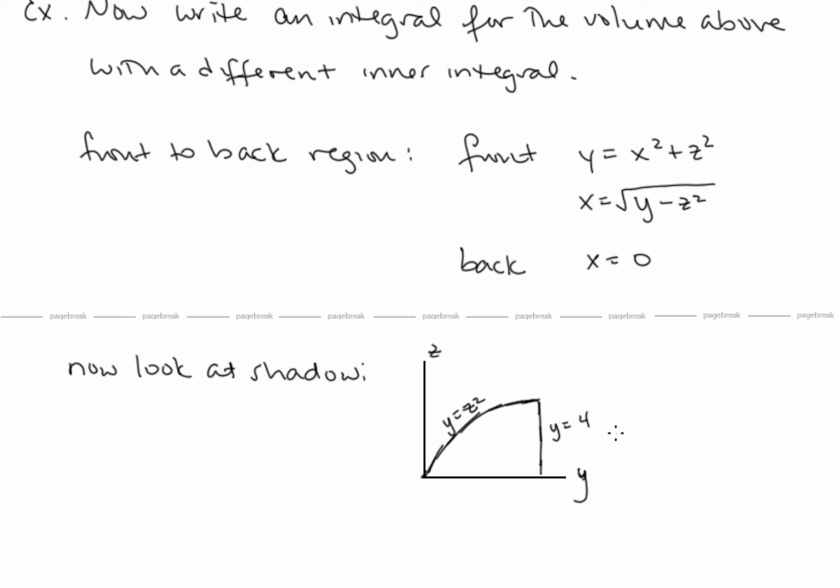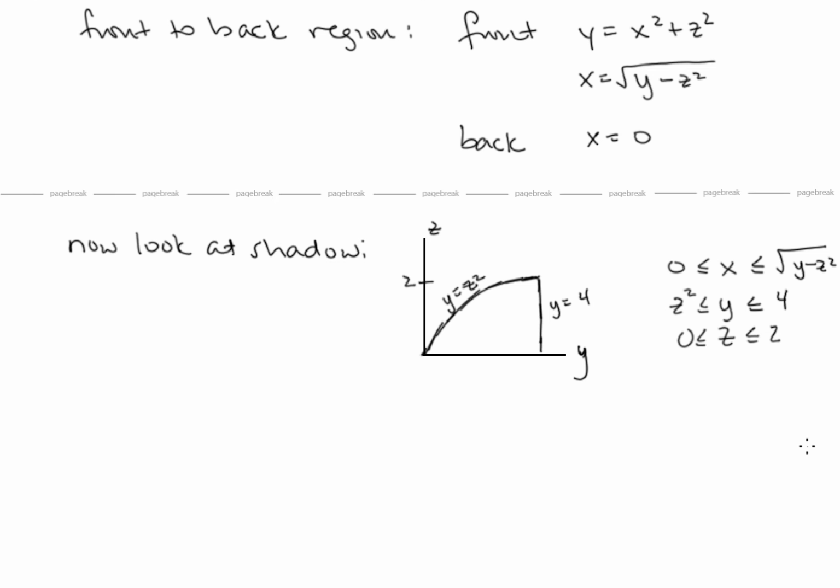And then with that, what are the bounds on z? We have z going from 0 to 2. We have y going from z squared to 4. And we have x going from 0 to radical y minus z squared. And with these bounds, now we can set up another triple integral.